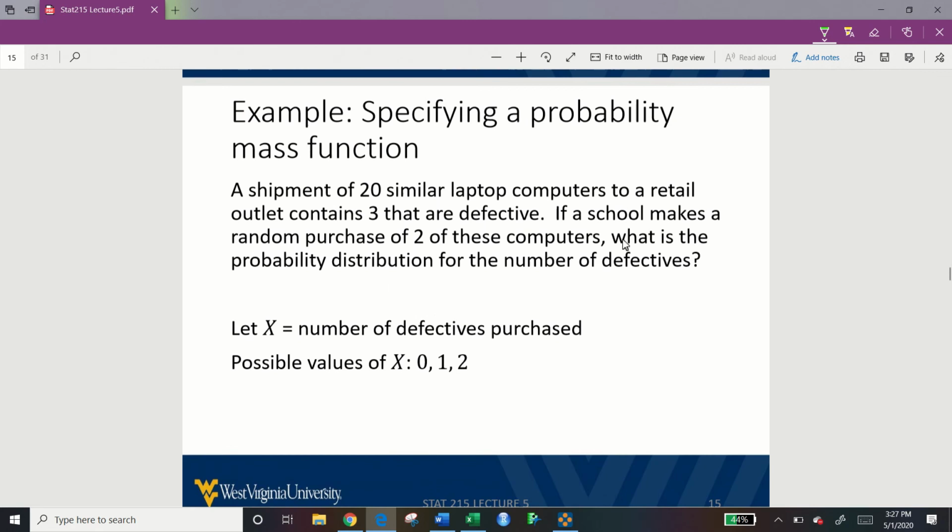Let's continue this with an example. A shipment of 20 similar laptop computers to a retail outlet contains 3 that are defective. If a school makes a random purchase of 2 of these computers, what is the probability distribution for the number of defectives? We will let x equal the number of defectives. Well, at this point, we understand that we have possible values of 0, 1, and 2.